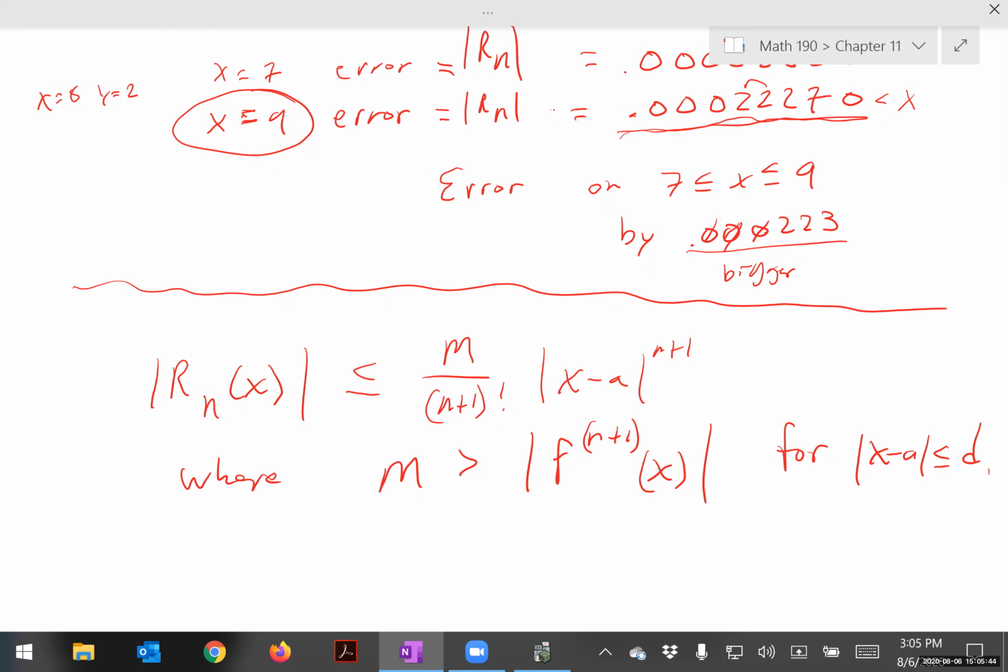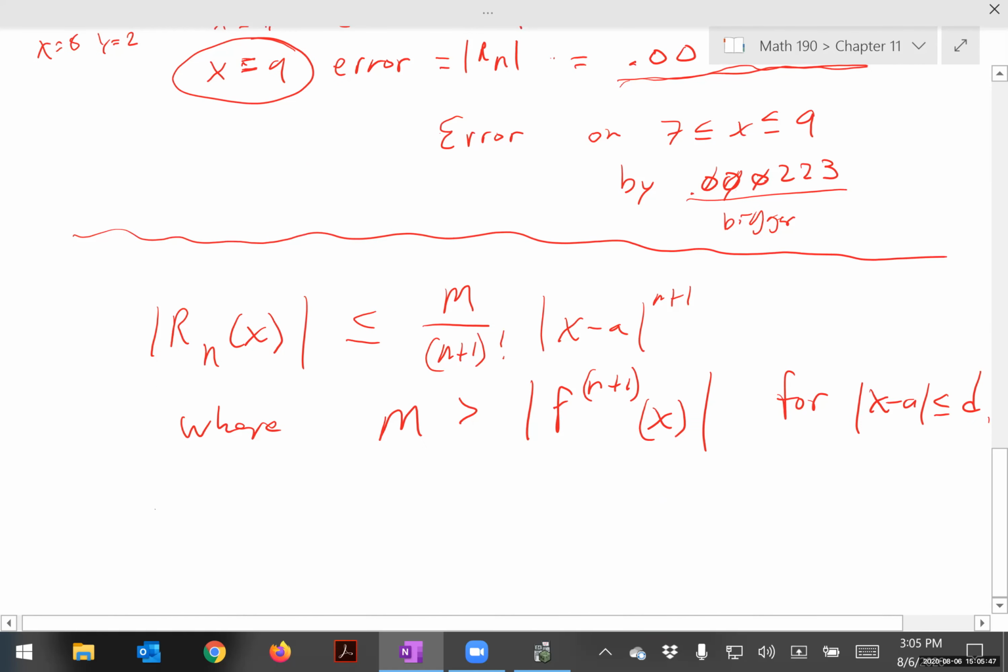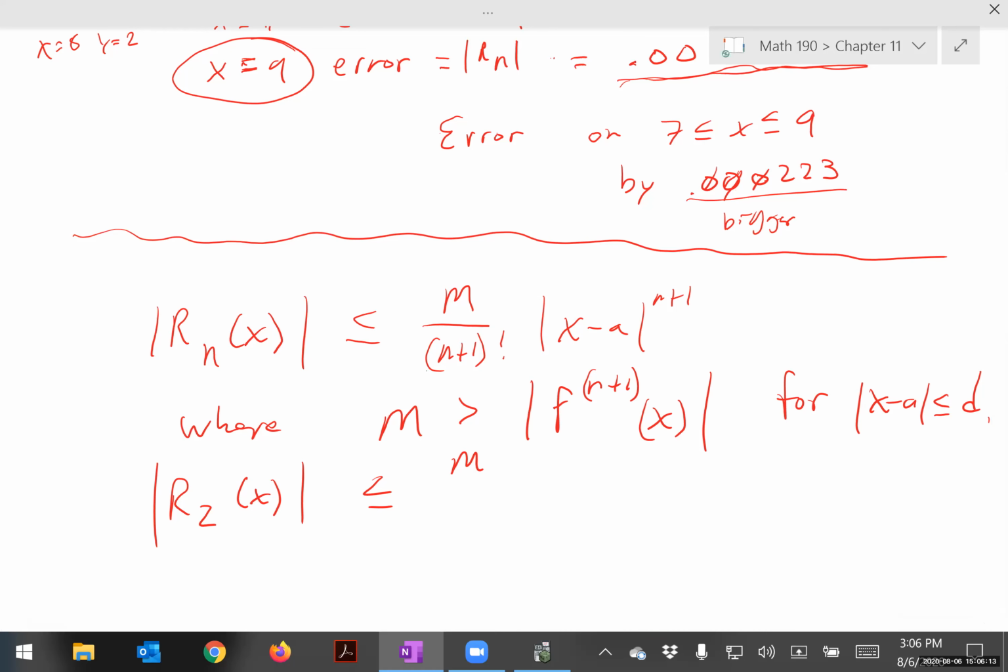There we go. Okay, so what we want to do now is plug in the numbers. So we want to say R2 of x, the remainder for this second one, is less than or equal to M. Basically what this is saying is this, so let's put this guy in real quick.